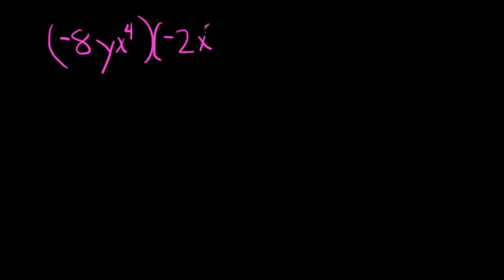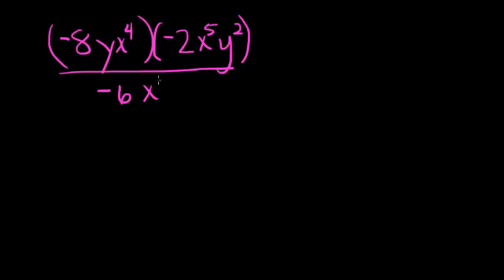Okay, so do you want to try another one? I'm going to keep getting a little bigger, and this one isn't just a little bigger, it's a lot bigger. We're going to have negative 8y x to the fourth times negative 2x to the fifth y squared, and that's all going to be divided by negative 6x to the fifth y cubed. Okay, so you have this big crazy thing going on.